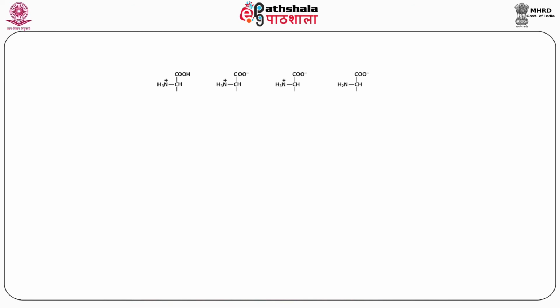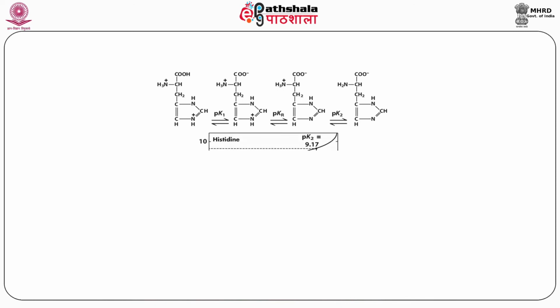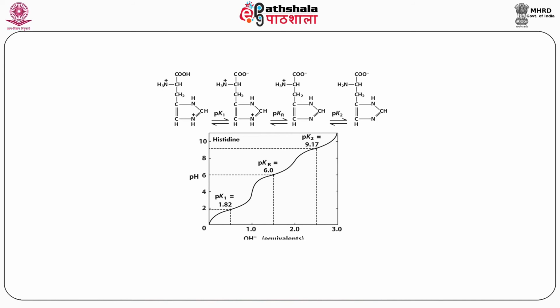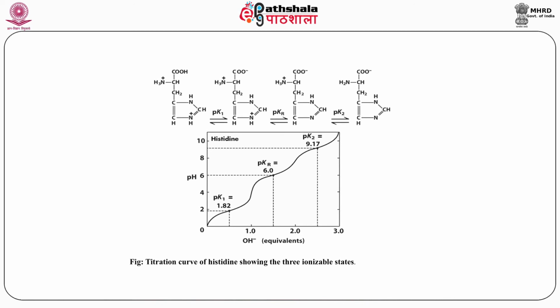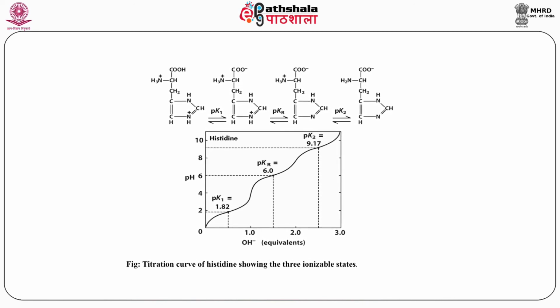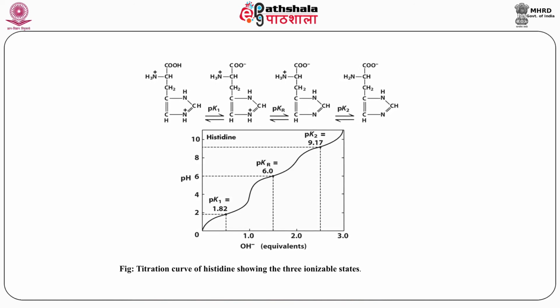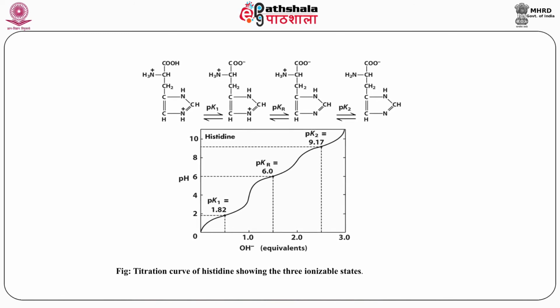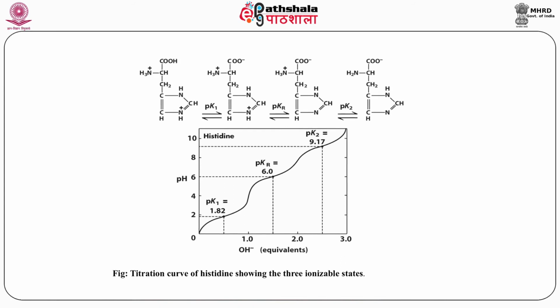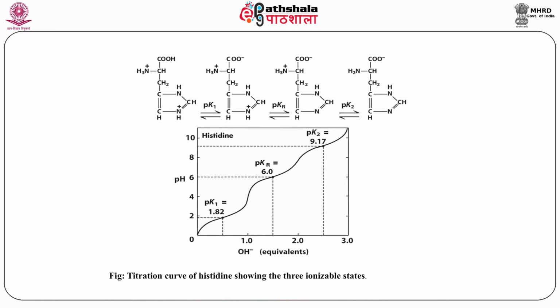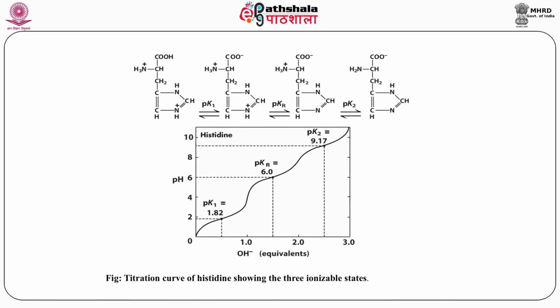This is the titration curve of histidine. Histidine is also known as a good buffer, contributing to the buffering properties of a protein, because it has a pK in the neutral range. This titration curve shows the first pK, the acidic carboxyl ionizing at 1.8, then the neutral one at about 6, and then the third one, the amino group, dissociating at 9.